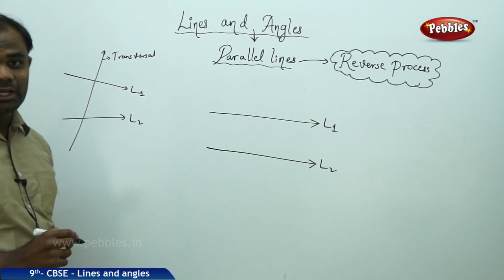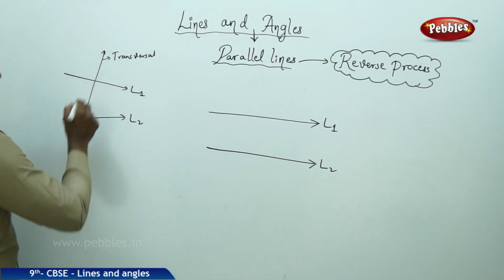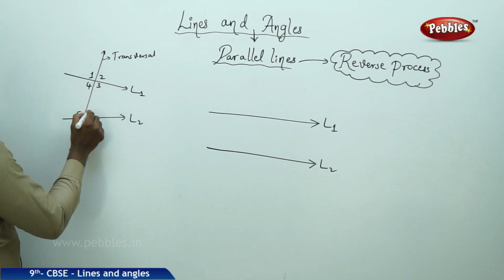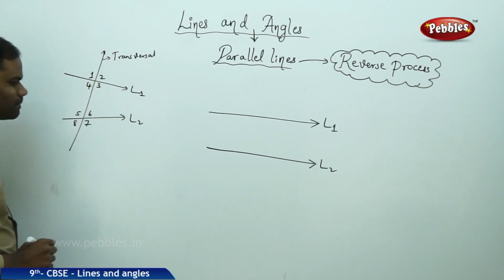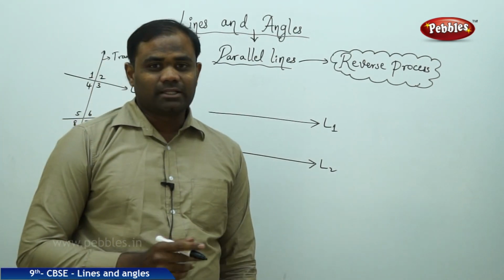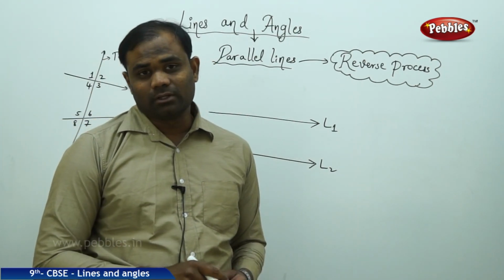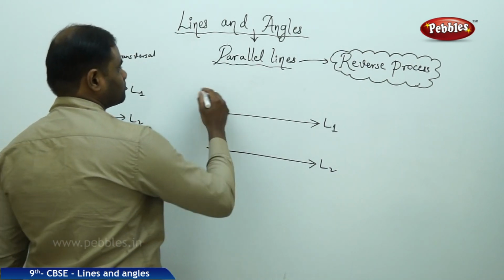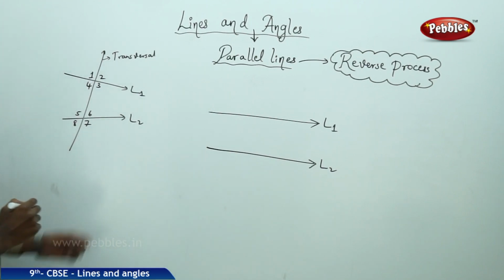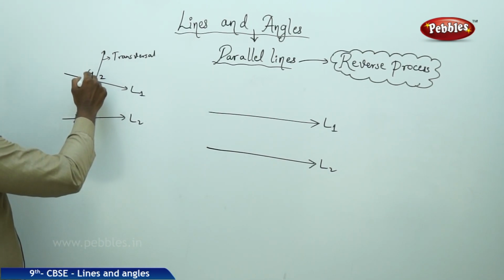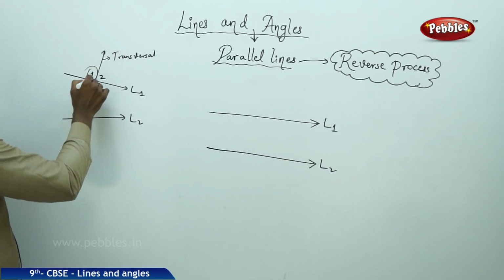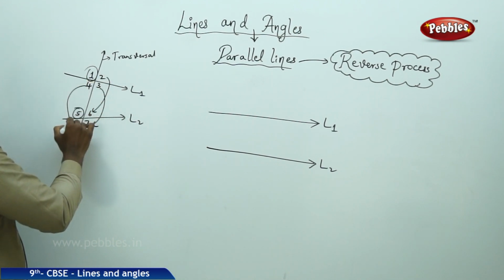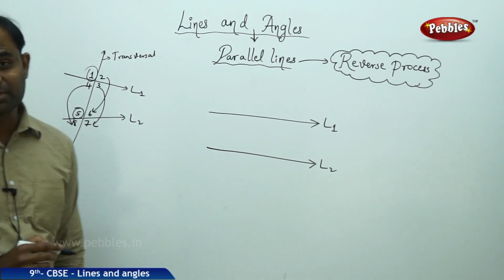Then we know that there are 8 angles formed, 4 with L1 and 4 with L2. Now, when I say that the corresponding angles are equal, let's see if the lines are parallel. So as we know that the corresponding angles are the same, that means angle 1 and angle 5, angle 2 and angle 6, angle 3 and angle 7, angle 4 and angle 8 must be the same.